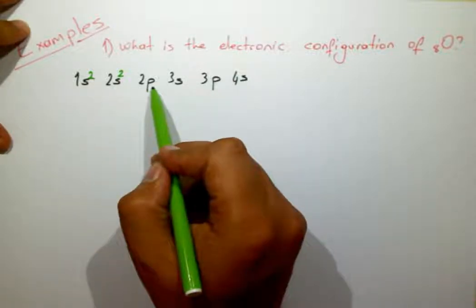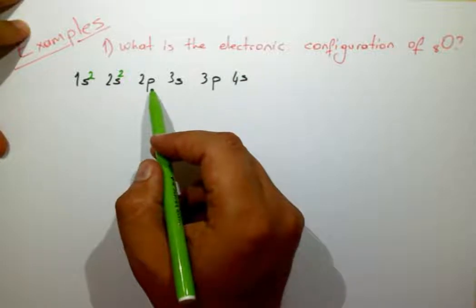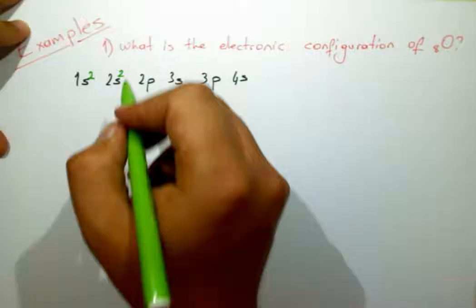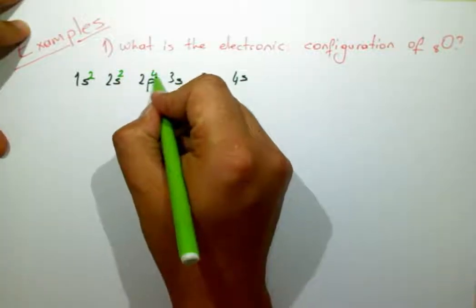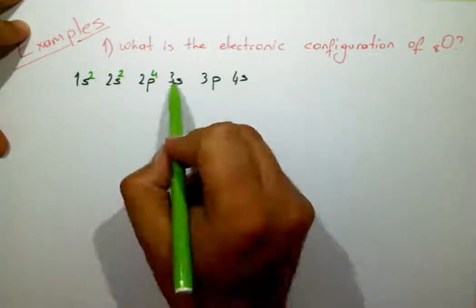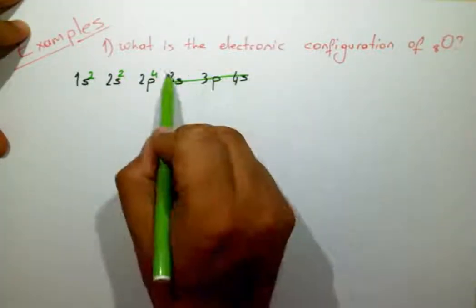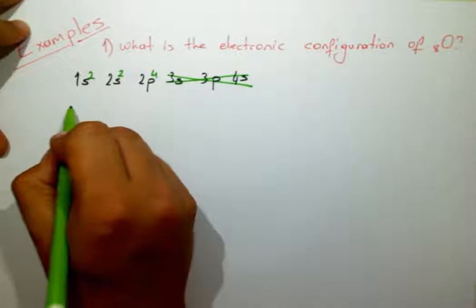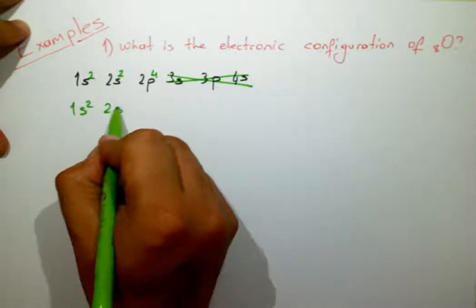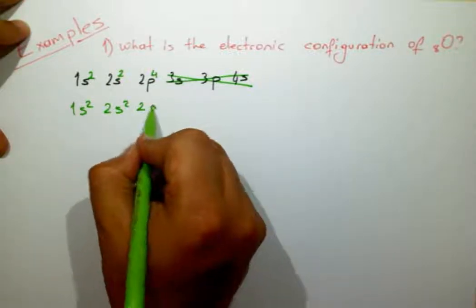The P orbital can have 6 electrons, but we don't have 6 electrons. We have 4 electrons, so we put 4 here. So we don't need these electrons. These are excess. The result is 1s2, 2s2, and 2p4.